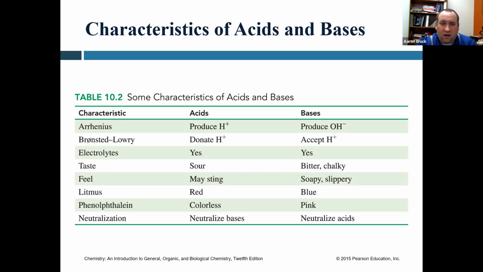So comparing these kinds of things from a variety of different standpoints. Again, the Arrhenius definition for acids and bases: acids produce hydrogens and bases produce hydroxides. In the Bronsted-Lowry definition, acids donate hydrogens and bases accept hydrogens.